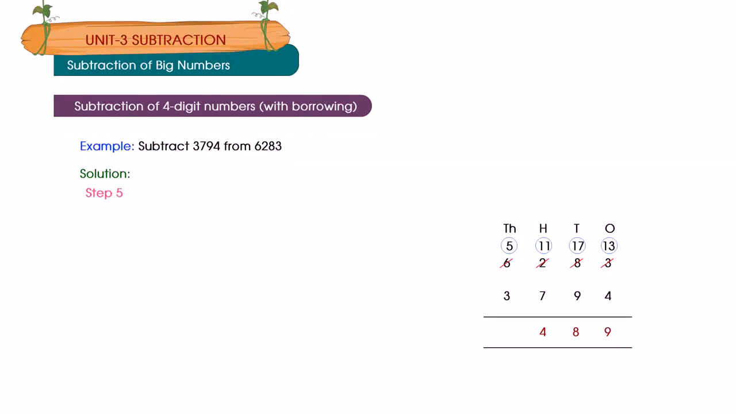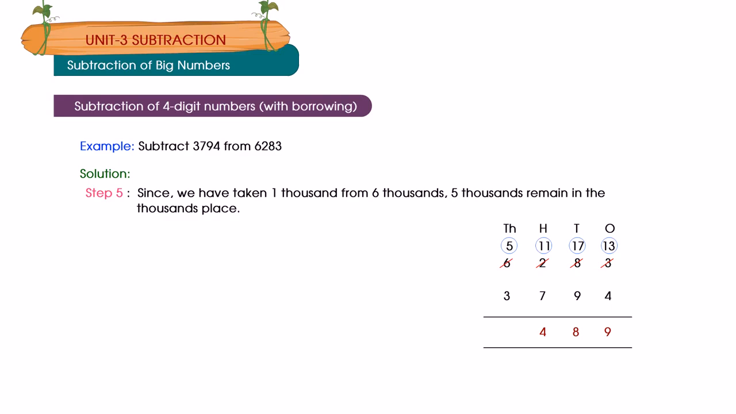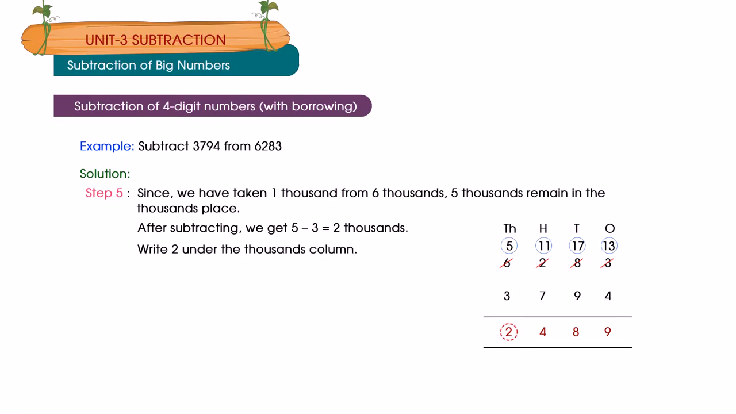Step 5. Since we have taken 1000 from 6000, 5000 remains in the thousands place. After subtracting, we get 5 minus 3 is equal to 2000. Write 2 under the thousands column. Hence 6283 minus 3794 is equal to 2489.